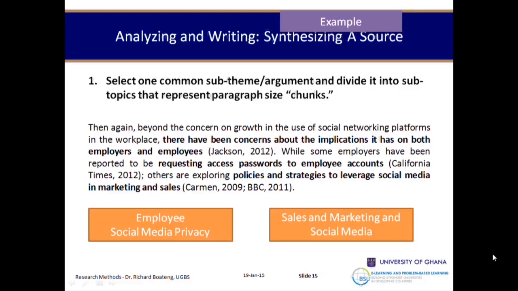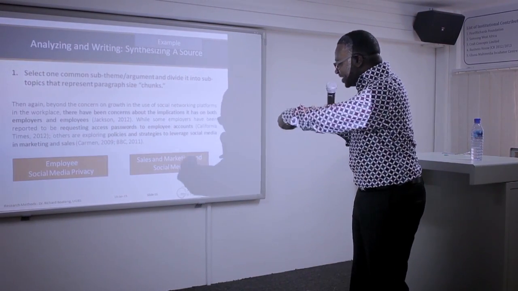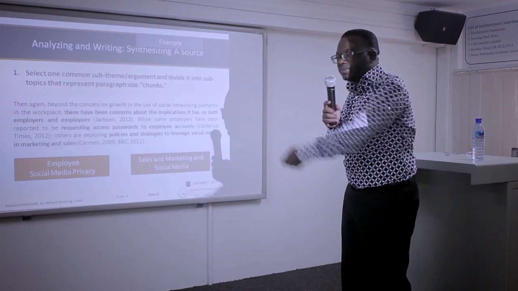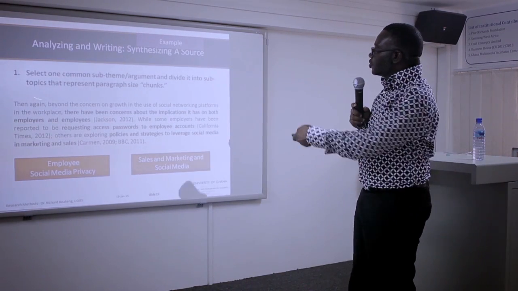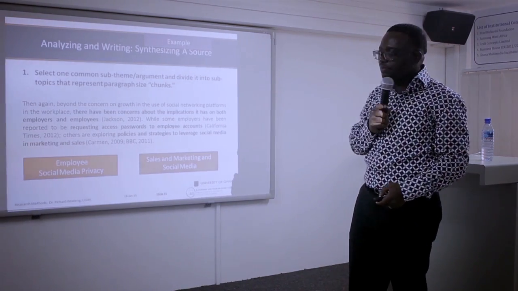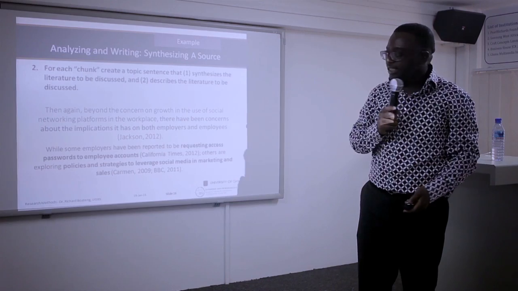So there's concern one and concern two. When we put them together, we have concerns about social media in the workplace. You see what is happening here? Concern one, concern two, put them together: concerns about the implication it has on employers and employees. So one sub-theme can be broken into two, or an argument can be broken into two, and each can represent a paragraph or a sentence.